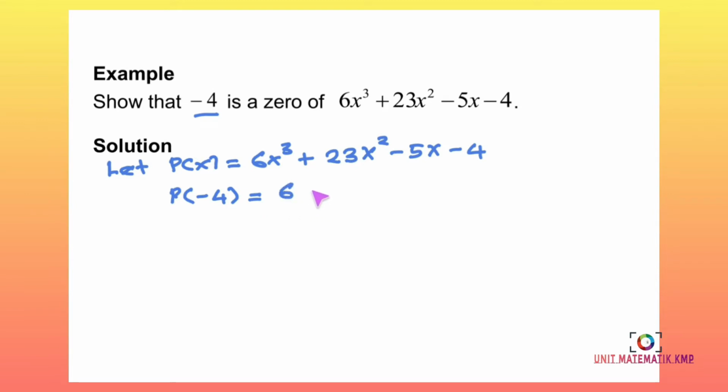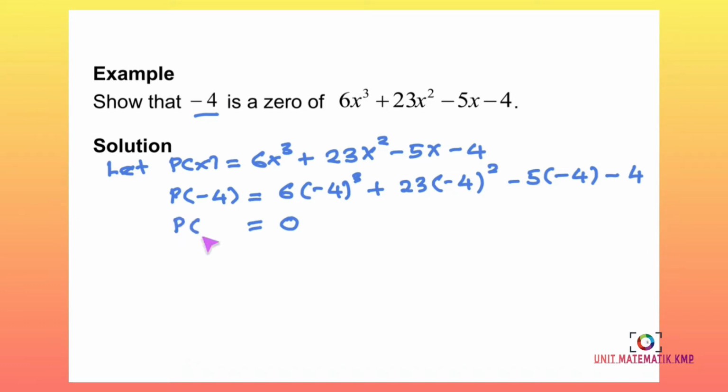So, we have here 6 times negative 4 power 3 plus 23 times negative 4 squared minus 5 times negative 4 minus 4. And find the answer. We will have the answer is 0. So, since P(negative 4) equals 0, we can make a conclusion. Therefore, negative 4 is a zero of P(x).